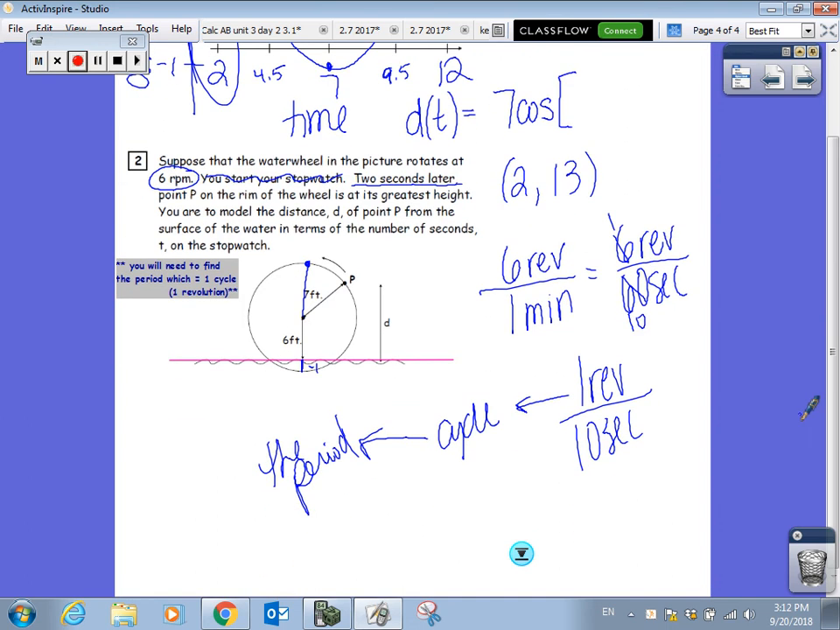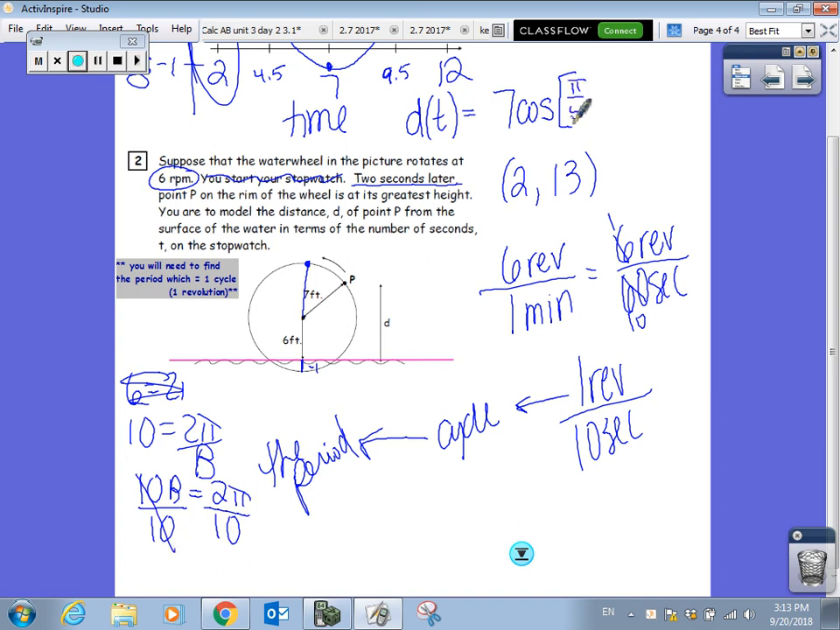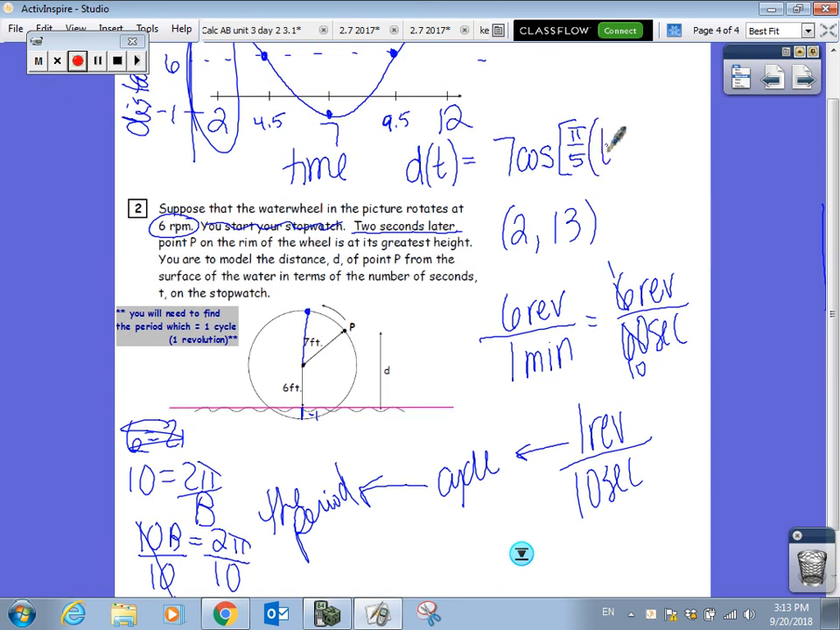So, 10 equals 2 pi over b. 10b equals 2 pi. Divide by 10. Always reduce: pi over 5. Our variable is t, given in the problem, minus 2, and then plus 6. So there is your sinusoid.